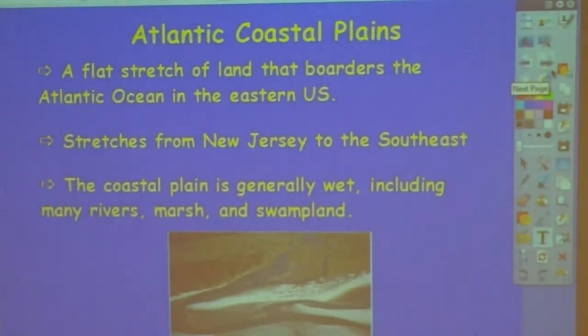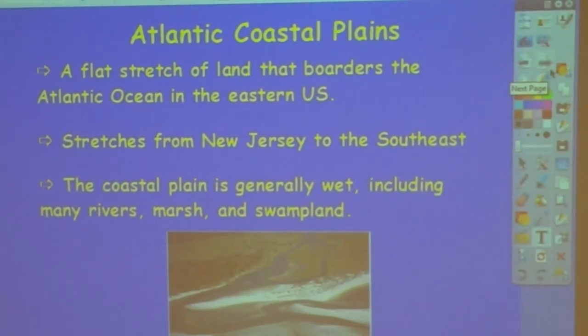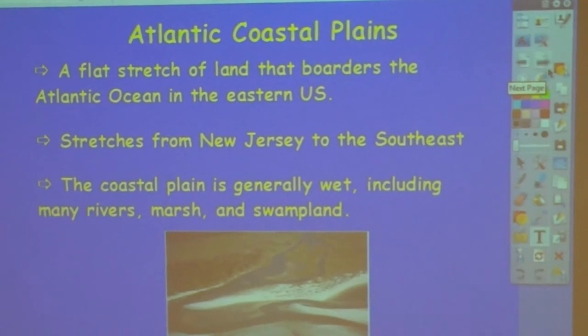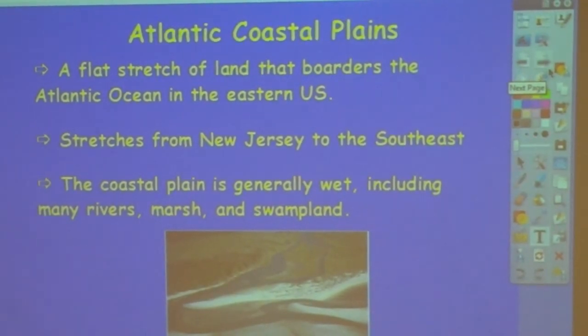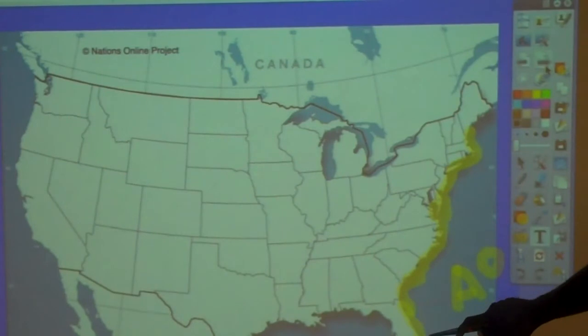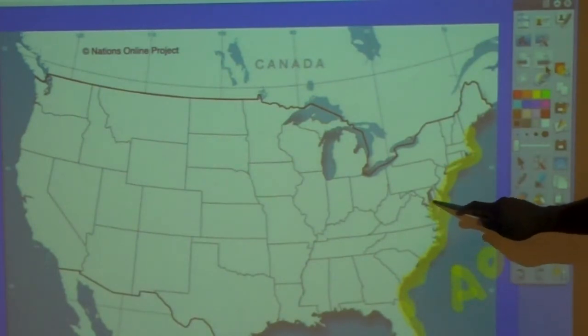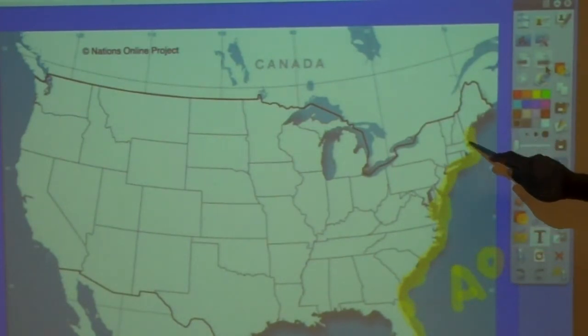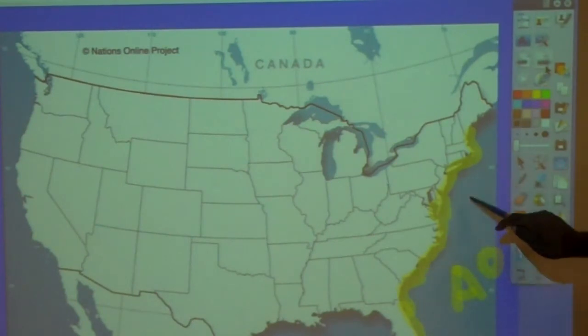Our first physical feature is the Atlantic Coastal Plains. And the Atlantic Coastal Plains is a flat stretch of land that borders the Atlantic Ocean in the eastern United States. This is a picture of the Atlantic Coastal Plains. All of these states off the coast of the Atlantic Ocean are known as the Atlantic Coastal Plains.